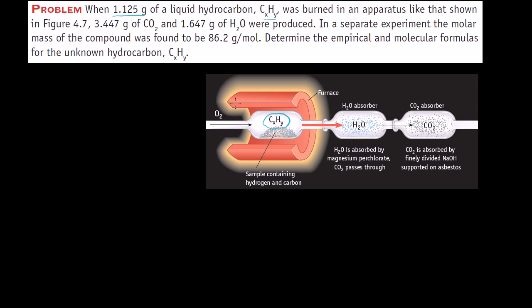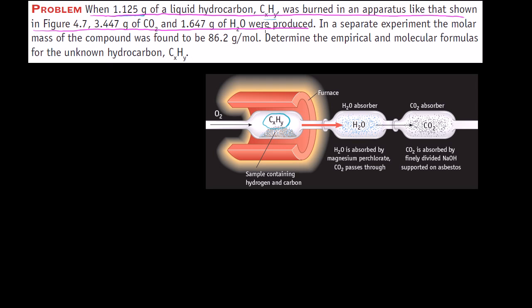So when it burns in this apparatus with oxygen, and we have 1.125 grams of it to start with, it tells us that 3.447 grams of carbon dioxide and 1.647 grams of water were produced. So let me write that reaction right there. Let me just write this first sentence, all of the information that they're giving us.